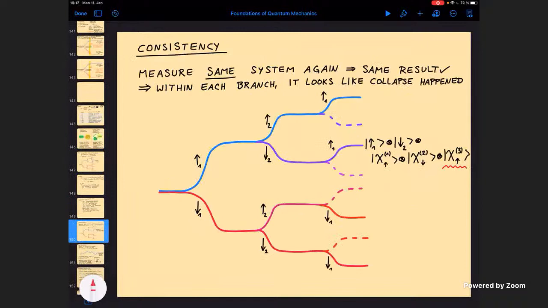Now, first, consistency. What you could do is you could say, well, let me just measure not different systems. Let me just repeatedly measure the same system. So in the first measurement, maybe I got spin up. What would you think should happen if I measure it again and I don't scramble it, I don't do anything bad to it in the meantime? Well, everyone would say, well, if you measure spin up, it has collapsed to spin up. So it should then again turn out to be spin up. And if you measure it again, it should again turn out to be spin up because it has collapsed even in the first measurement.